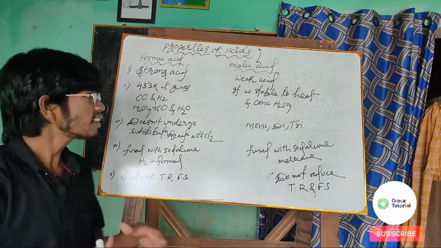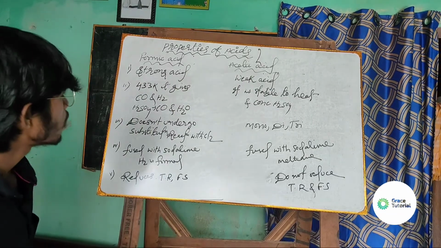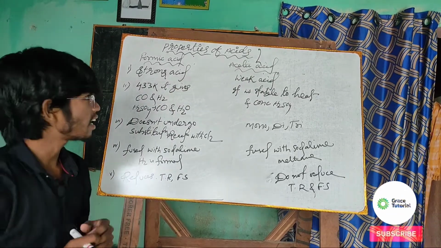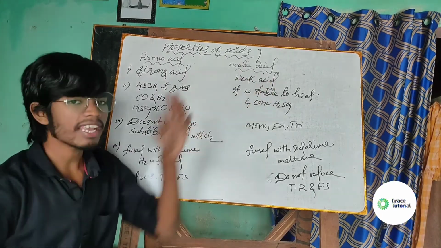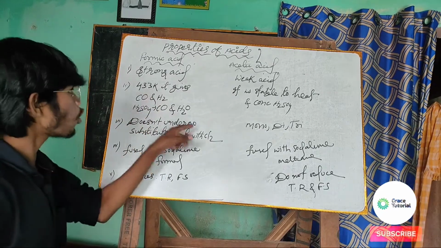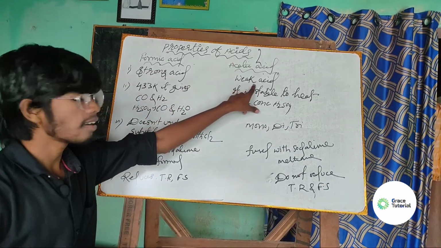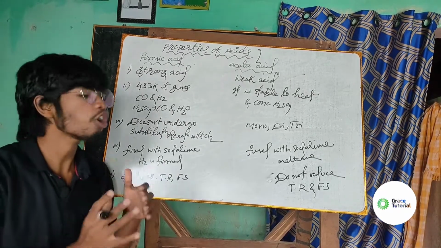If we look at the difference between formic acid and acetic acid, the first difference is that formic acid is a strong acid and acetic acid is a weak acid as compared to formic acid. Why formic acid is stronger than acetic acid, I have explained in the previous part of the video lecture. I hope you see that one.